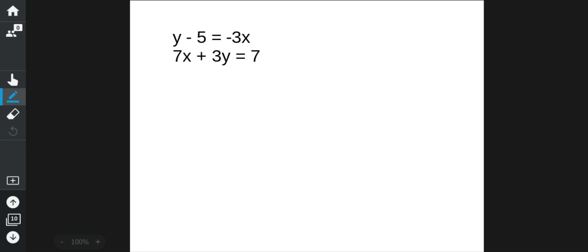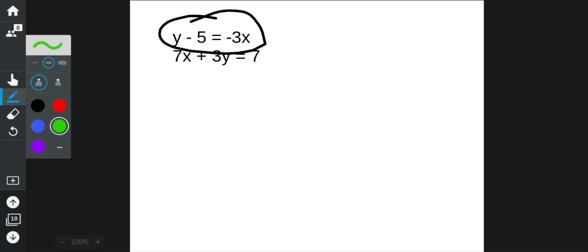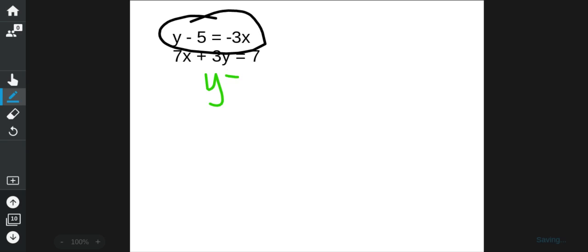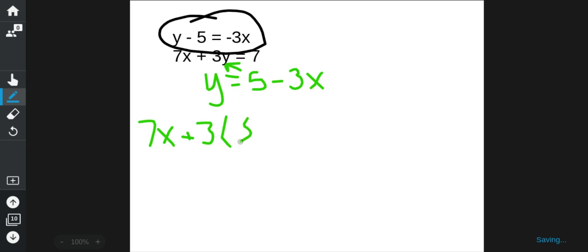Okay. So in this one, we don't have anything solved for one of the variables, but we can take the top one and add 5 to both sides, and then it will be solved. So the top one will become y equals 5 minus 3x, and that's going to get plugged in for y. So we get 7x plus 3 times 5 minus 3x equals 7.